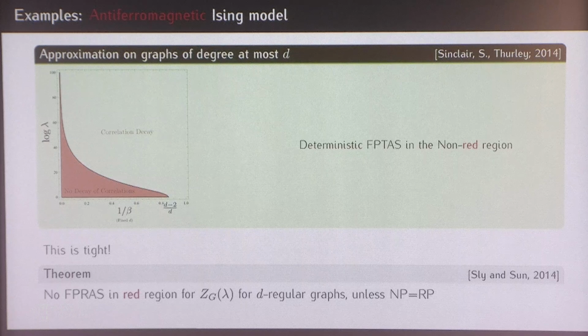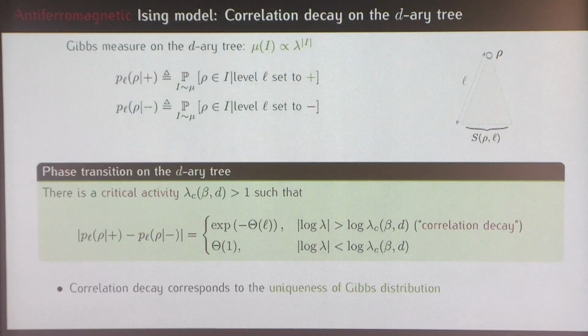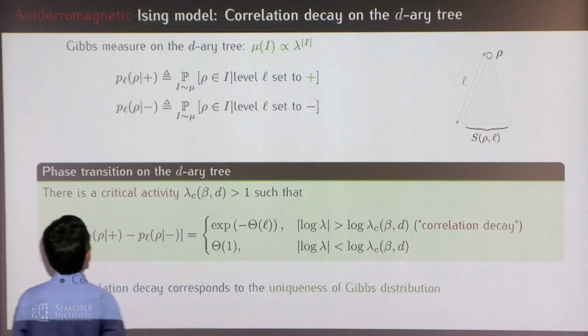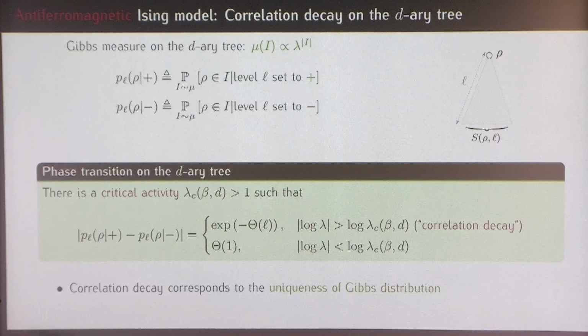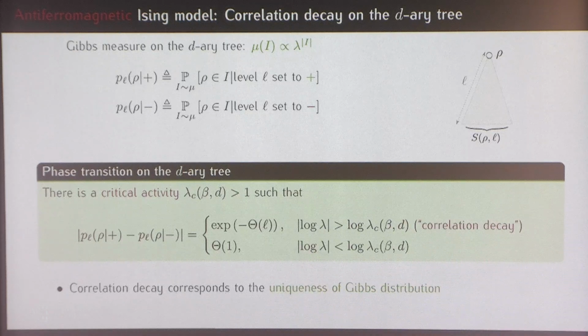So it comes from correlation decay in the Gibbs measure, and in particular from the correlation decay in the Gibbs measure on the tree of the same degree. So if one looks at the anti-ferromagnetic Ising model on a tree of some fixed arity d, then it shows the following phenomenon.